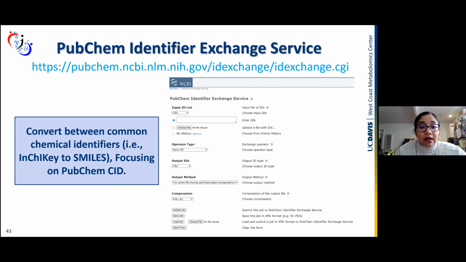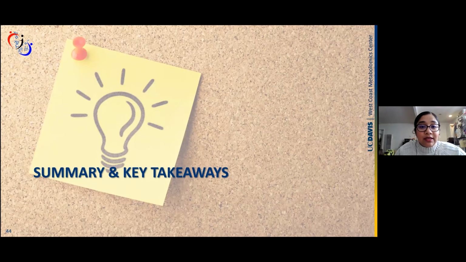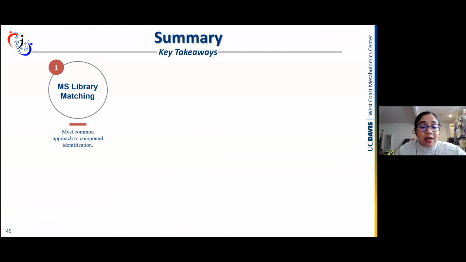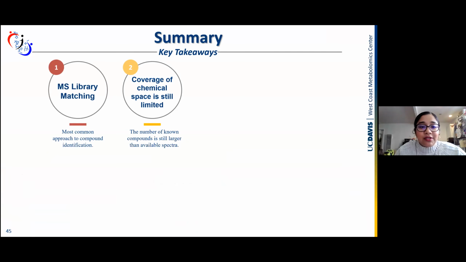And so with that, I'd like to go over some summaries and key takeaways. The summary is that MS library matching is the most common approach to compound identification. It's routinely used in metabolomics, but the coverage of chemical space is still limited. We saw how PubChem and ChemSpider have 110 million compounds, and some of the databases have far fewer spectra. So it's not even reaching the point of covering the known compounds that we know about.